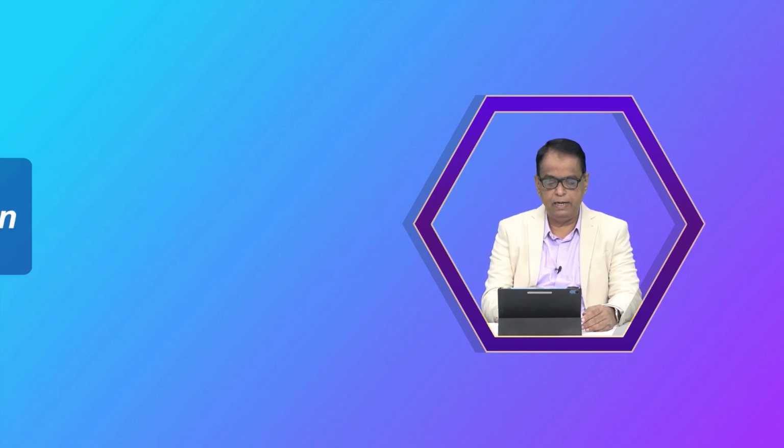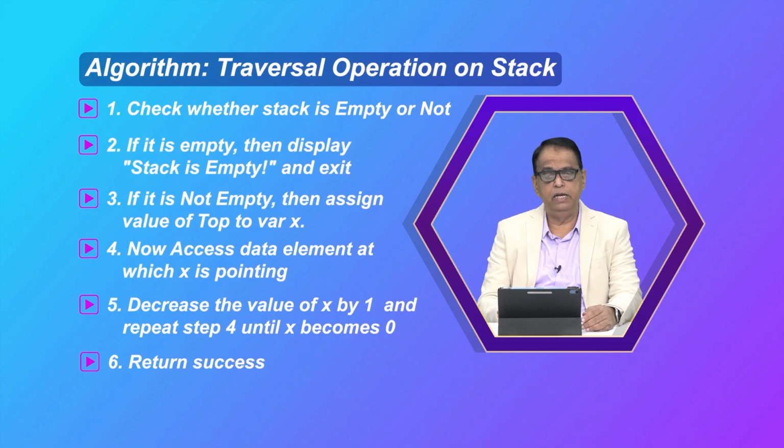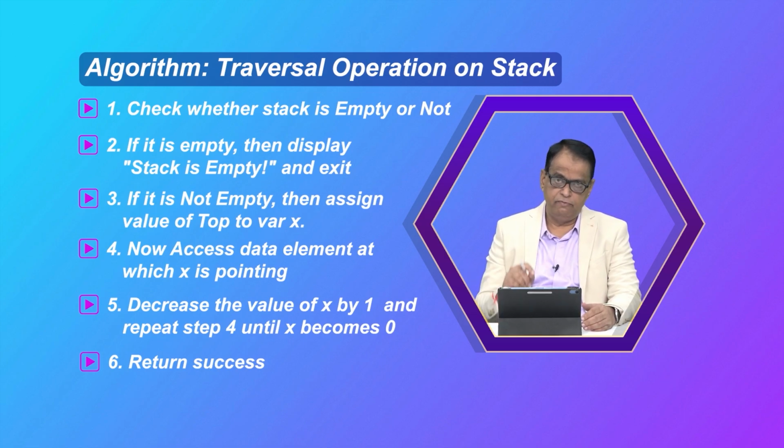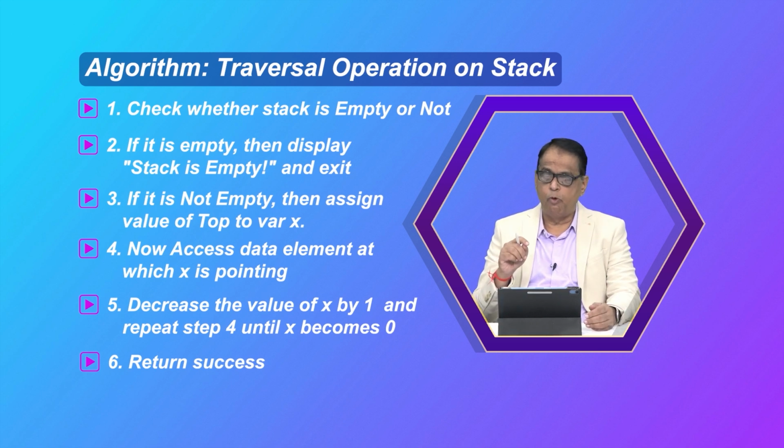The first step is that you have to check whether your stack is empty or not. If it is empty, there is no need to perform the traversing operation, and in that case we will simply display the message that the stack is empty, and we will exit the algorithm. So our first step is to check whether the stack is empty. And how can we check that? Just by looking at the pointer top, because top will point to the lowest element, that is null, and therefore we can say that it is empty. And in that case we will display the message that the stack is empty, and then we will exit the algorithm.